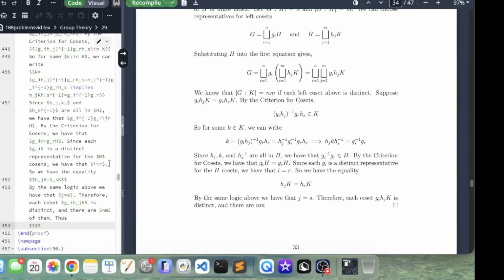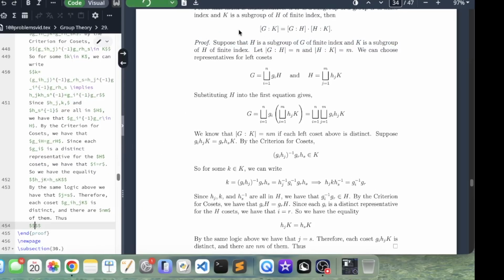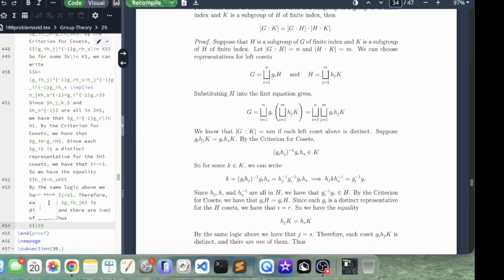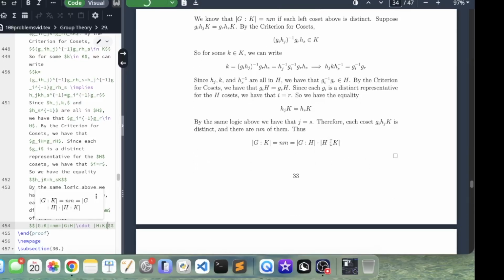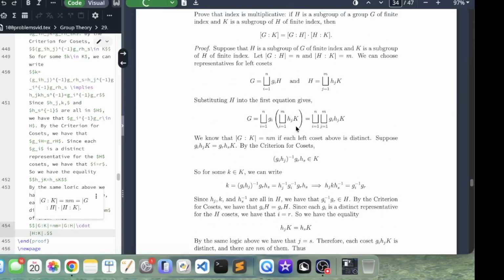Thus, we can just put together what we have, which is essentially this equation. The index of K in G is equal to n times m, which is equal to the index of H in G times the index of K in H. H and G is what I meant to say before. Okay, and we are done with problem number 29.